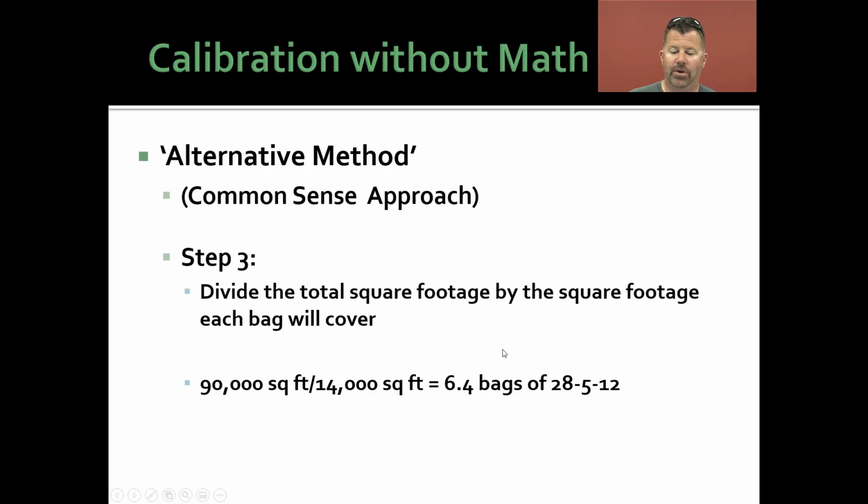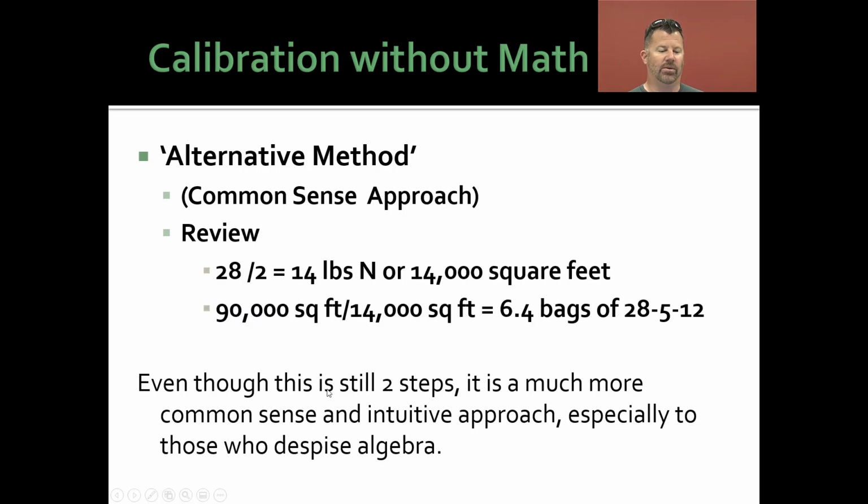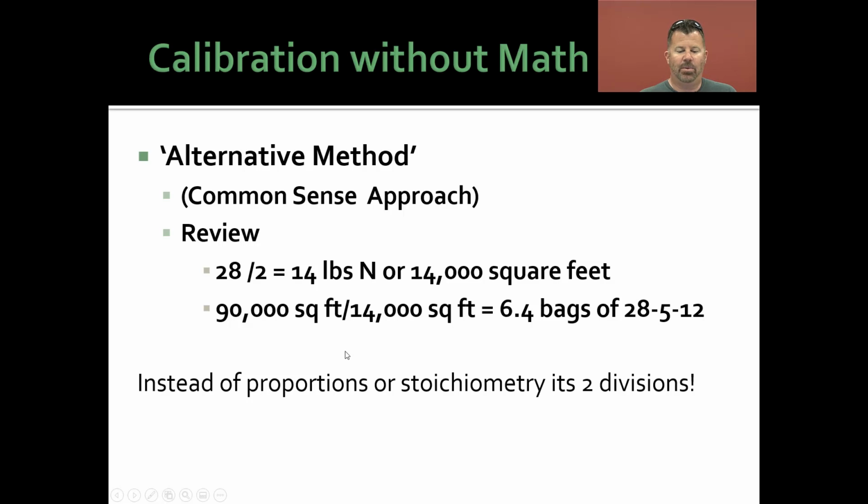Step 3, divide the total square footage by the square footage each bag will cover. So we have 90,000 square feet, our total area that we measured, divided by the 14,000 gives us 6.4 bags of the 28-5-12. Review, 28 divided by 2 is 14 pounds of nitrogen or 14,000 square feet. 90,000 divided by the 14,000 equals 6.4 bags of 28-5-12. Even though this is still 2 steps, it is a much more common sense and intuitive approach, especially for those who despise algebra. So, easy enough. Instead of proportions or this method, it is 2 divisions.